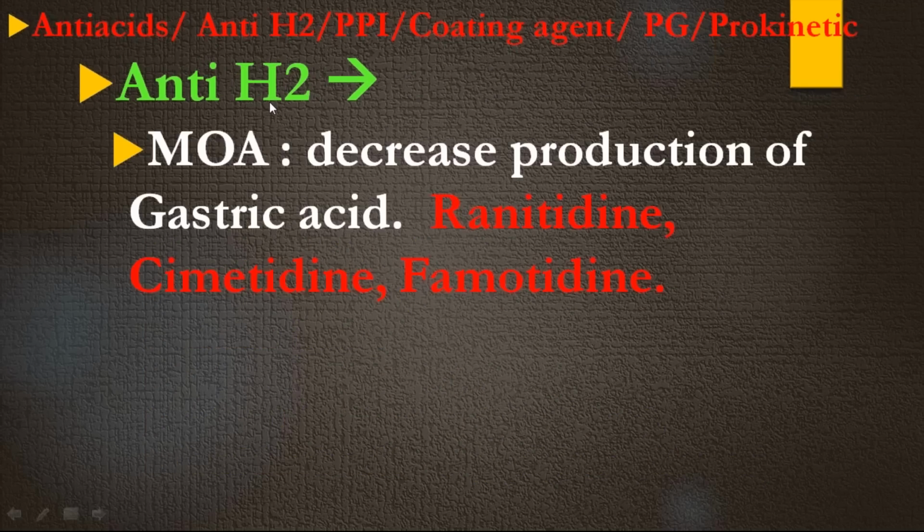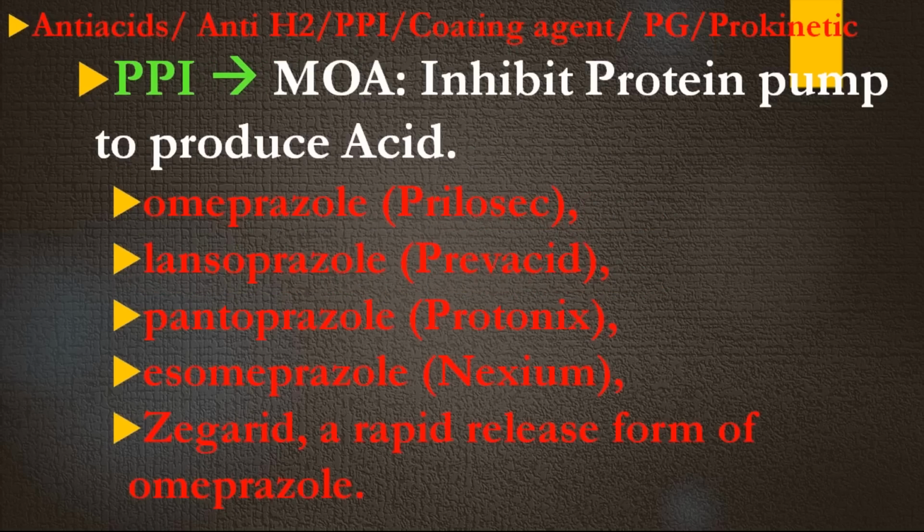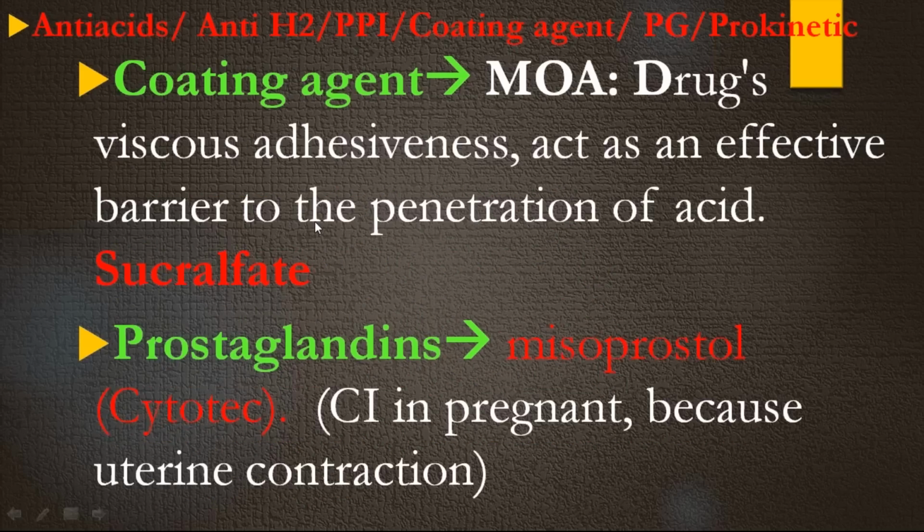So we have the anti-H2. Anti-H2 receptors are mostly located in the stomach and produce hydrochloric acid, so in order to inhibit that, we are going to use anti-H2. These are ranitidine, cimetidine, and famotidine, the tidines, anti-H2. Another one is the PPI, the proton pump inhibitor: omeprazole, very famous now as Prilosec; Prevacid is lansoprazole; pantoprazole. Prazole is PPI.